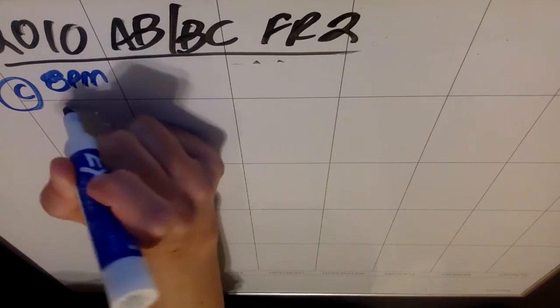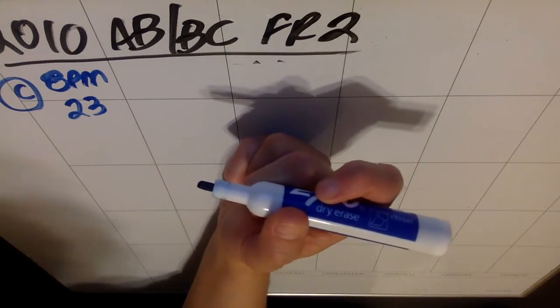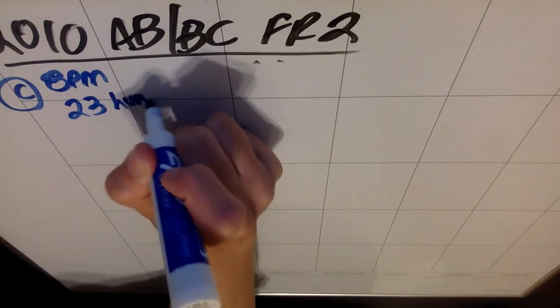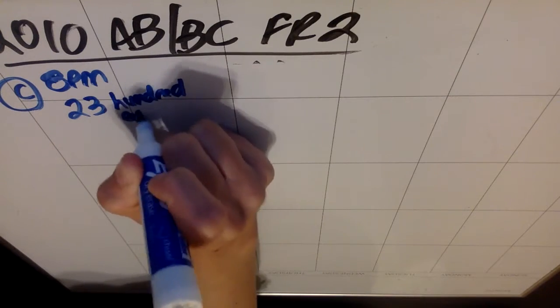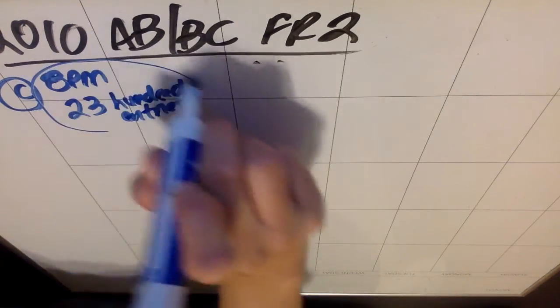So at 8 p.m., there were 2,300 entries, right? That's how many were in the box, because that's on the table. So if we want to know how many entries are processed from 8 to midnight, this is how many were sitting in the box.